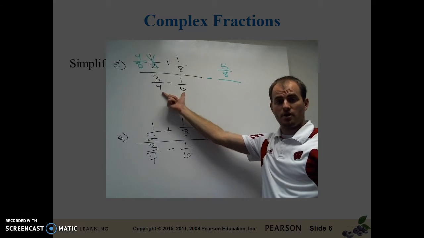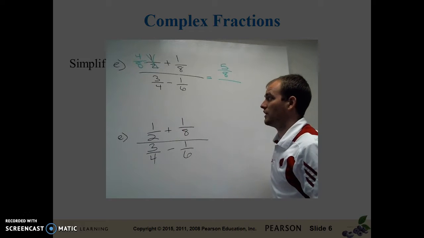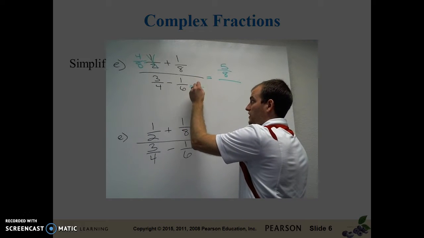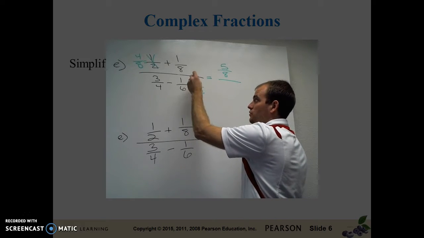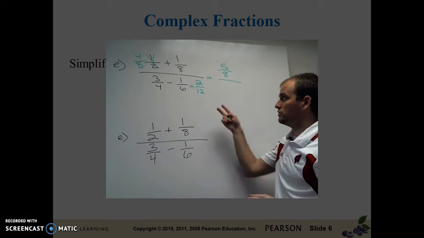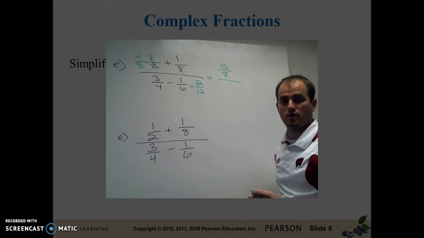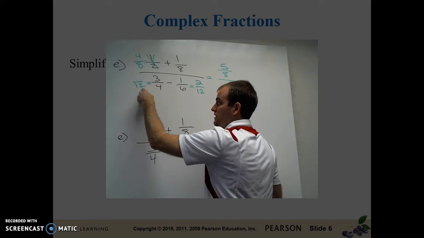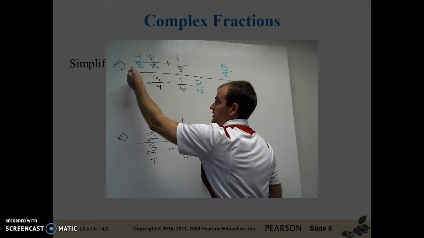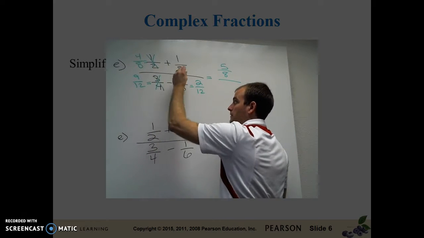Get a common denominator for the denominators. I believe that would be 12. So rewrite both of them with 12. 6 times 2 is 12. So 1 times 2 is 2. 2/12 is the same thing as 1/6. Okay, write the second one over 12. 4 times 3 is 12. So 3 times 3 is 9.